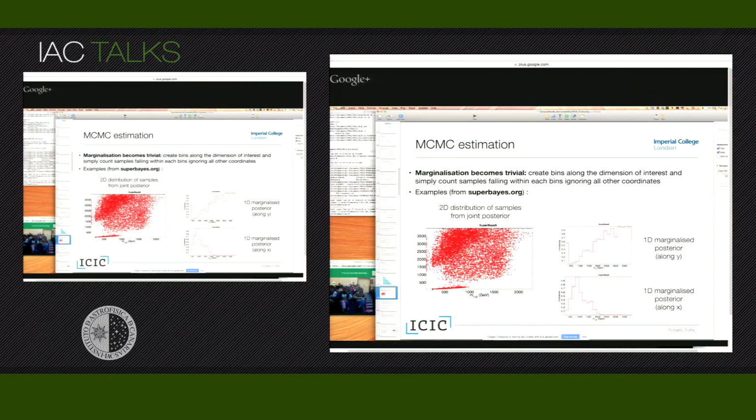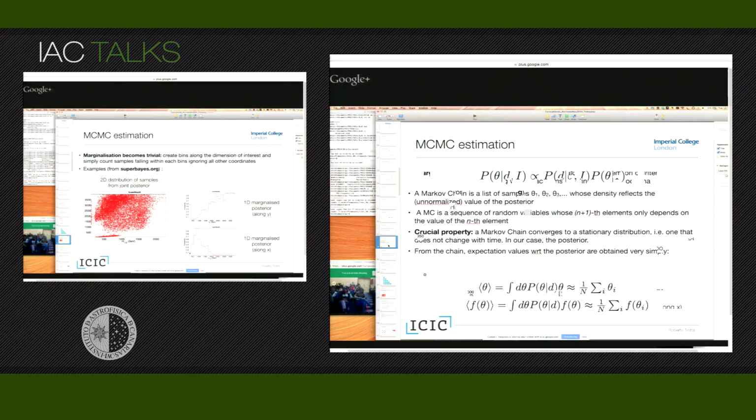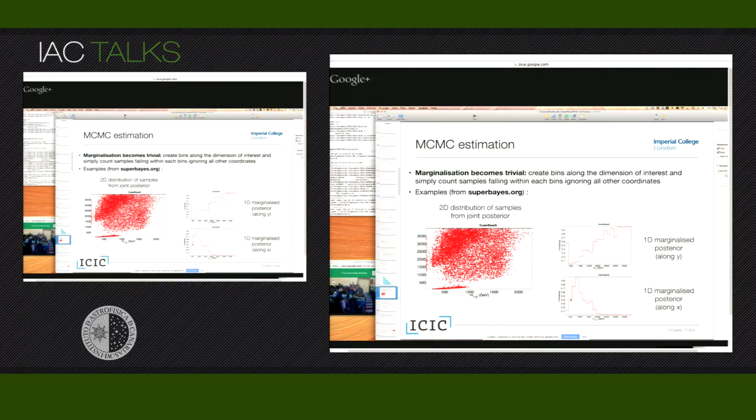So for example, if I marginalize out the y direction, in the first bin I count how many samples I have, and that gives me this bin here. Then I go to the next bin and I count, and I get the next bin, and so on. What I get is a histogram, which is a numerical approximation to the full marginal posterior. The bottom line is that once you have the MCMC samples, integration is easy. You don't need to integrate. You only need to know how to count.